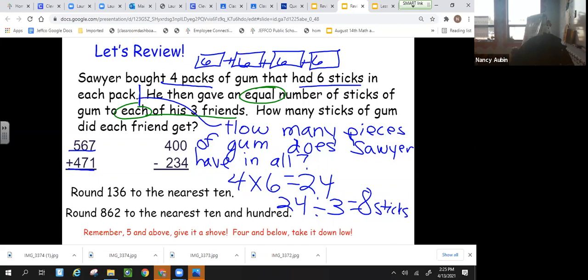Let's see if we're lining up our... Now that you know about place value, line up your digits. That's the final 4, right? So what is it?